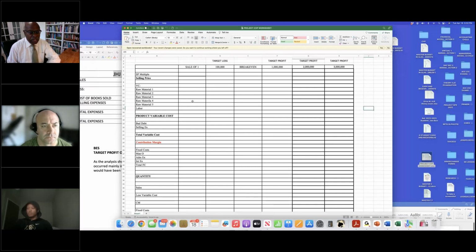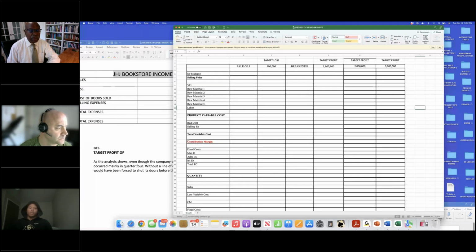For bad debts, we'll probably just use 10%. So you can use 10% of the selling price for that. And then for selling expenses, we'll use 20%.